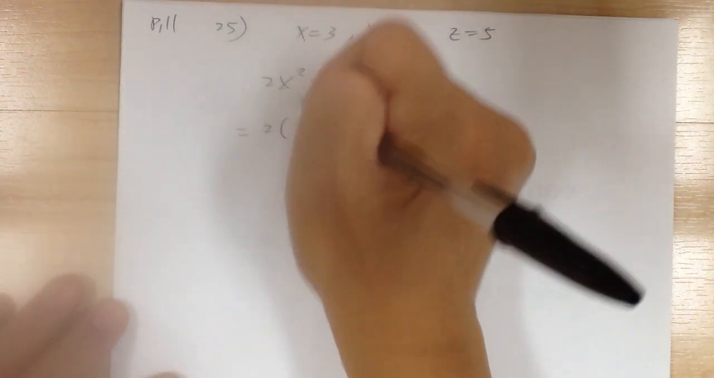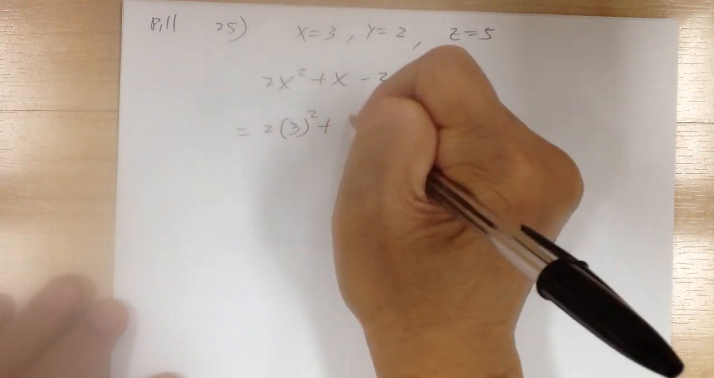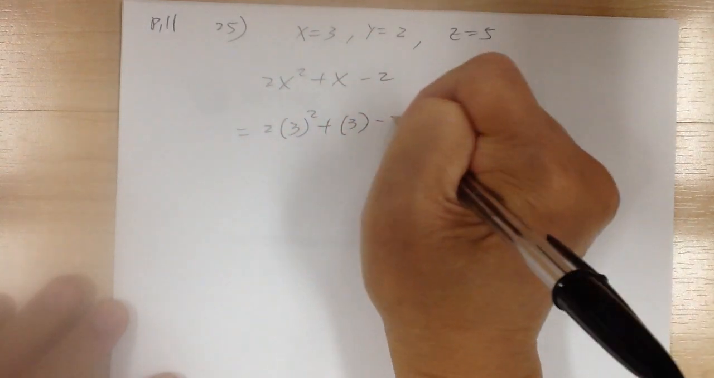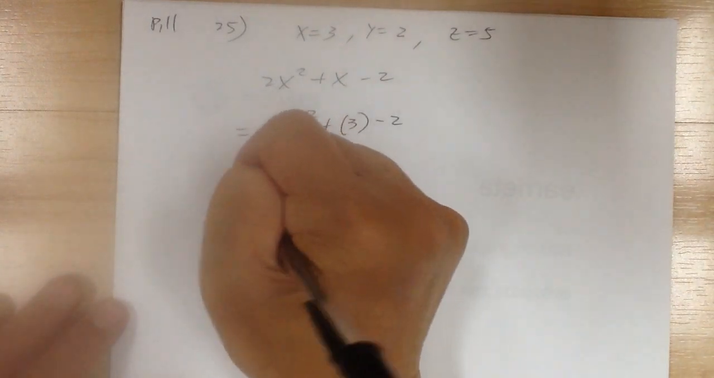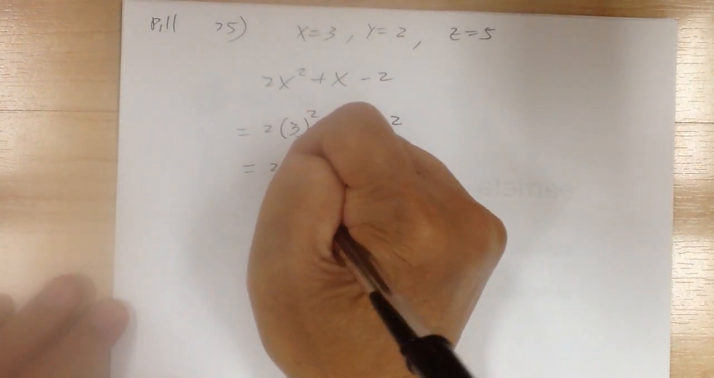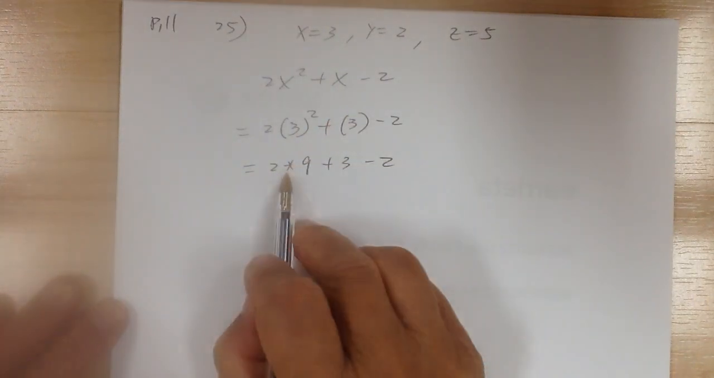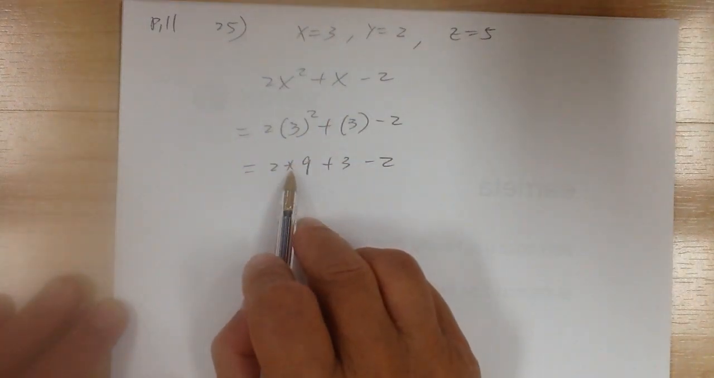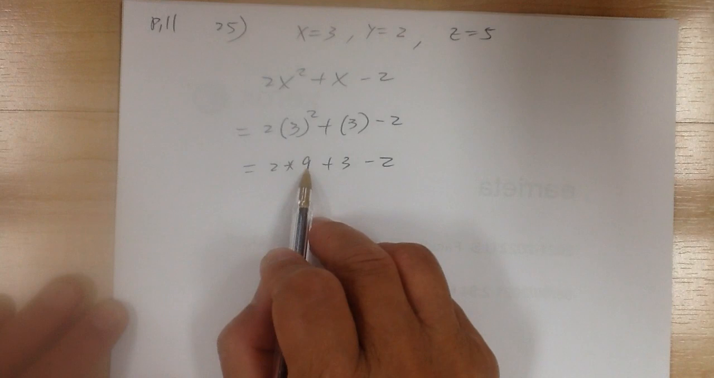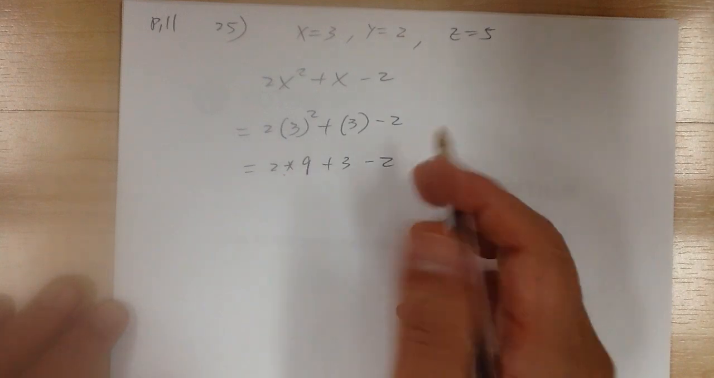So x equal to 3. So again, don't do anything else, just do substitution and you put in the parentheses. So then now you go and work it out. So this becomes 2 times 9 plus 3 minus 2. So you have to put the multiplication symbol over here because once you drop that, if you don't put it in there, it looks like 29, right?